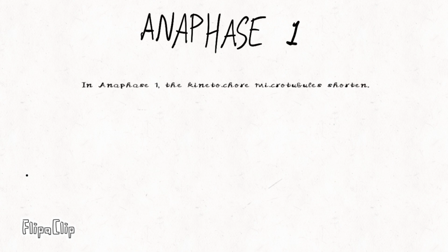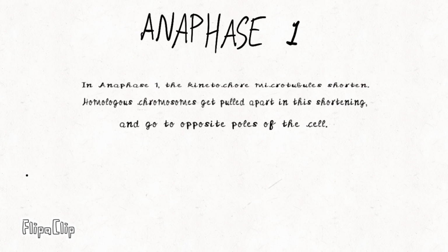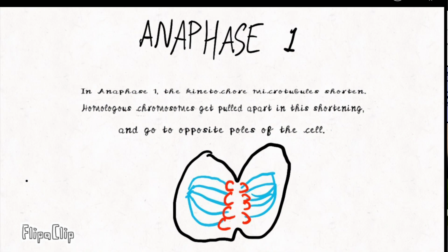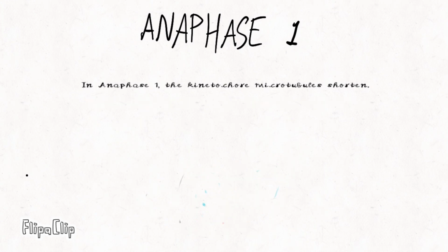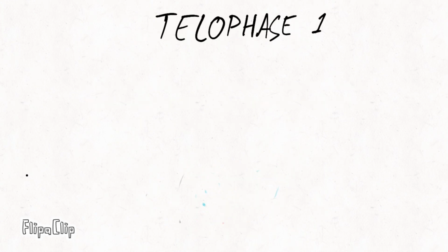In anaphase 1, each duplicated pair of homologous chromosomes will be attached to a microtubule when the kinetochore microtubules shorten. Homologous chromosomes get pulled apart in this shortening and go to opposite poles of the cell, which elongates as microtubules push poles of the cell farther apart. Telophase is after this, which is when the chromosomes uncoil and a nuclear membrane is formed around them.